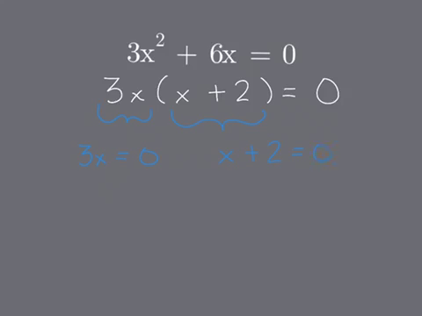Then we can solve each of these equations. So for this one, we'll divide both sides by 3, and that gives us x is equal to 0. And then here we'll just subtract 2 from both sides, and that gives us x is equal to negative 2. So we have two solutions, x is equal to 0 or x is equal to negative 2. Now we knew we were going to get two solutions because we started with a power of 2.